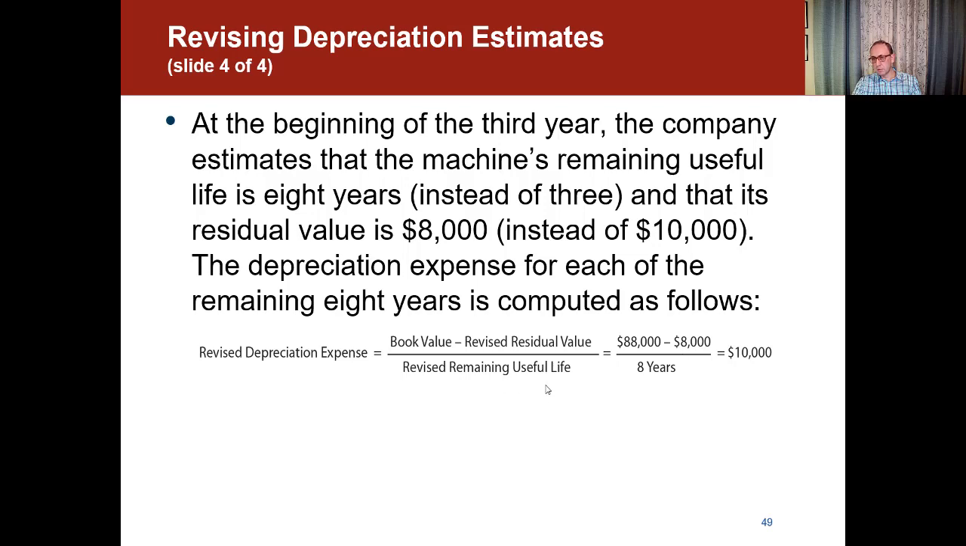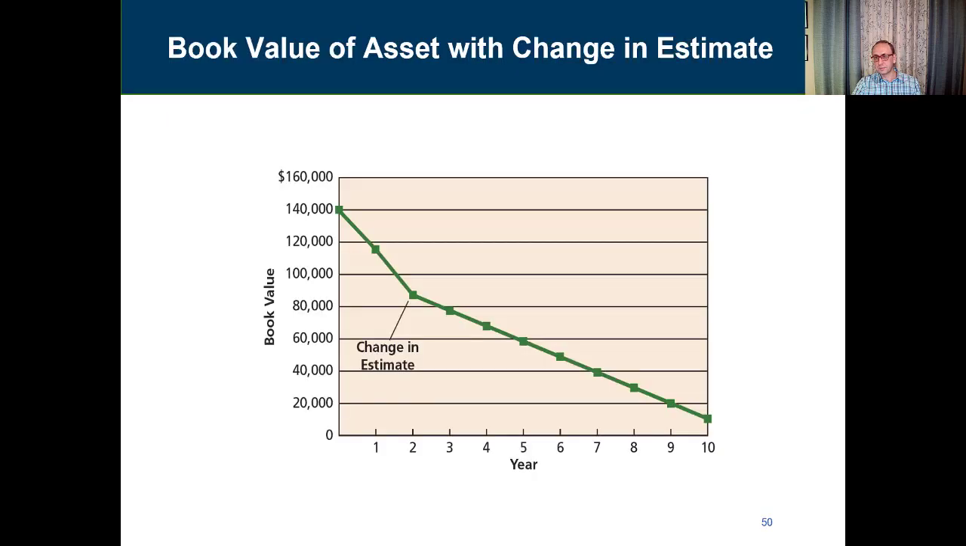The revised remaining useful life is 8 years. So that makes the useful life of the asset now 10 years. We already used it for 2 years and the remaining are 8 years. So 88 minus 8 is 80,000 divided by 8 years, that's 10,000 per year. So we went down from $26,000 per year to $10,000 per year. Why? Because we extended the useful life by another 5 years.